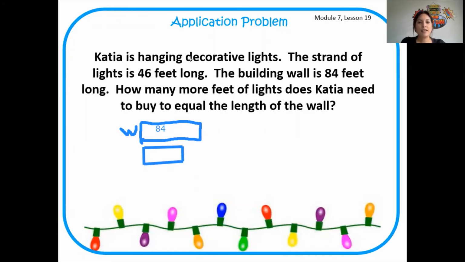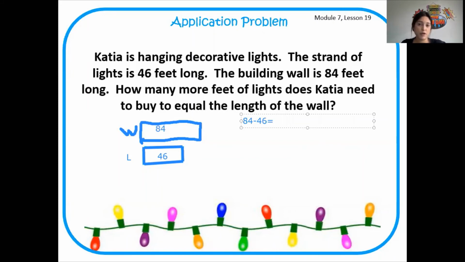Okay, and this one, what will we put on that one? The length that she has, right? And what did she have in there? How many does she have? What is her part? 46 feet. Okay, so now we need to find the difference. We know she has 46. She needs to get to 84. So how many more does she need? What would be our number sentence? 84 minus 46 equals. All right, go ahead and solve the problem.